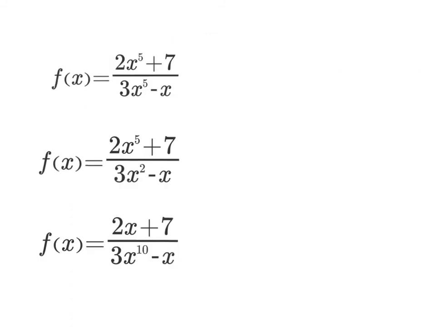So here we have three different functions. We're going to find the horizontal asymptote of each. For the first one, we see that the degree of the numerator is 5 and the denominator is 5. Since the degrees are equal, our horizontal asymptote will be the ratio of the leading coefficients, so it's going to be just 2/3. Second function, the degree in the numerator is larger than the degree of the denominator, so this doesn't have any horizontal asymptotes. And then our last one, the degree of the numerator is 1, which is smaller than the degree of the denominator, so the horizontal asymptote will be y equals 0.